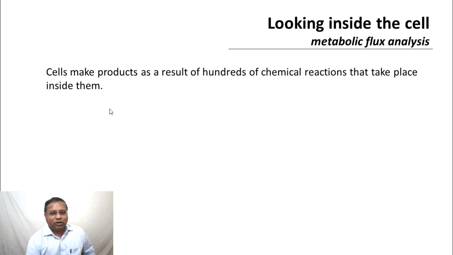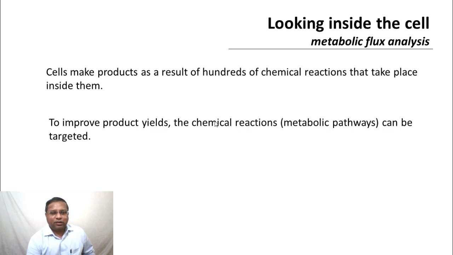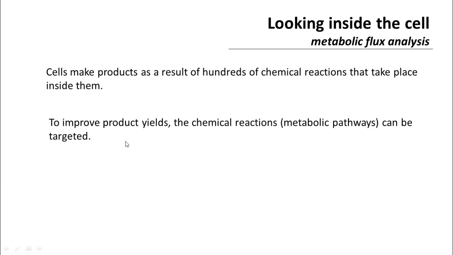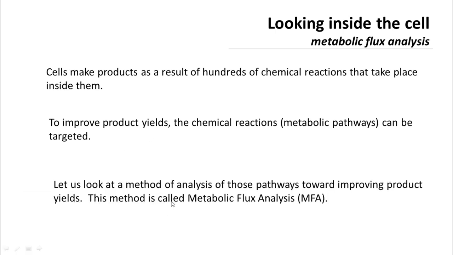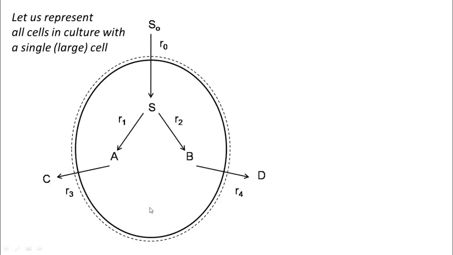So as an introduction, cells make products as a result of hundreds of reactions that take place inside them. You already know this. To improve product yields, the chemical reactions of the metabolic pathways can be targeted. And let us look at a method of analysis of those pathways toward improving product yields. Okay, this is our main aim. We are going to look at a method of analysis toward improving product yields, and that method is called metabolic flux analysis, or MFA for short.